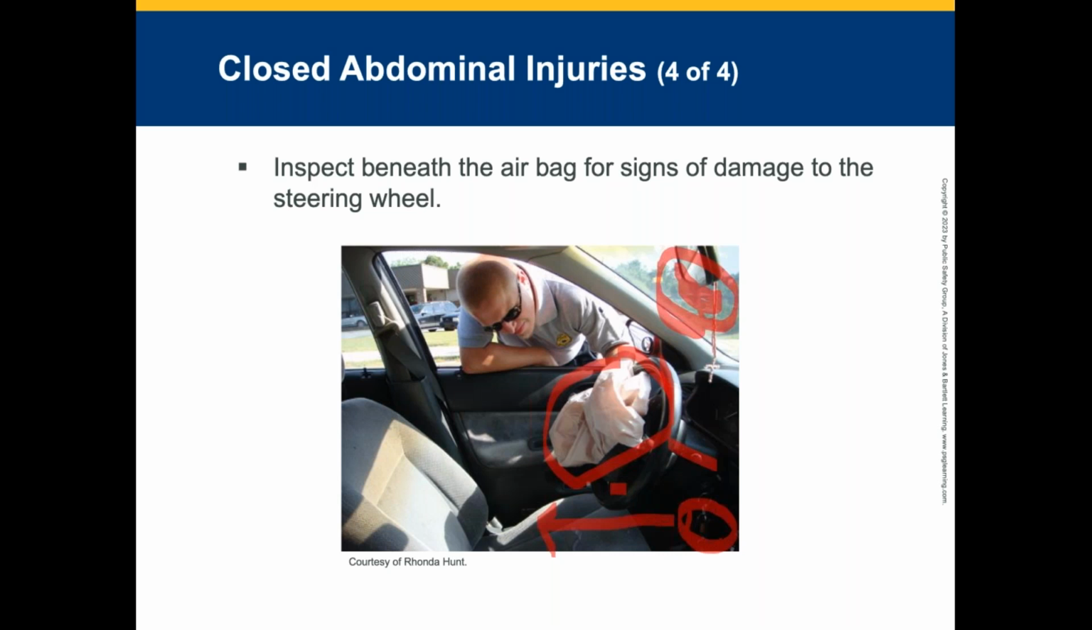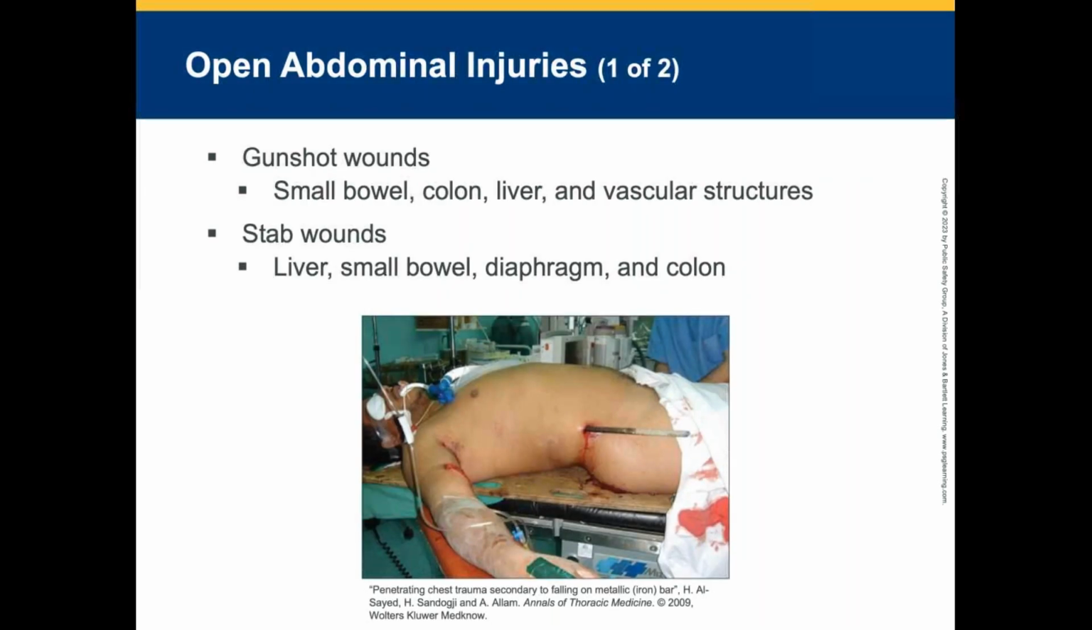Take a look. All right. A lot of this stuff should be reviewed for everybody here anyways. So open abdominal injuries, gunshots, stab wounds. Gunshot wounds involve injury to the small bowel, the colon, the liver, vascular structures. In stab wounds, the liver, the small bowel, diaphragm, and the colon are frequently injured. So you've got to pay attention to what those are.